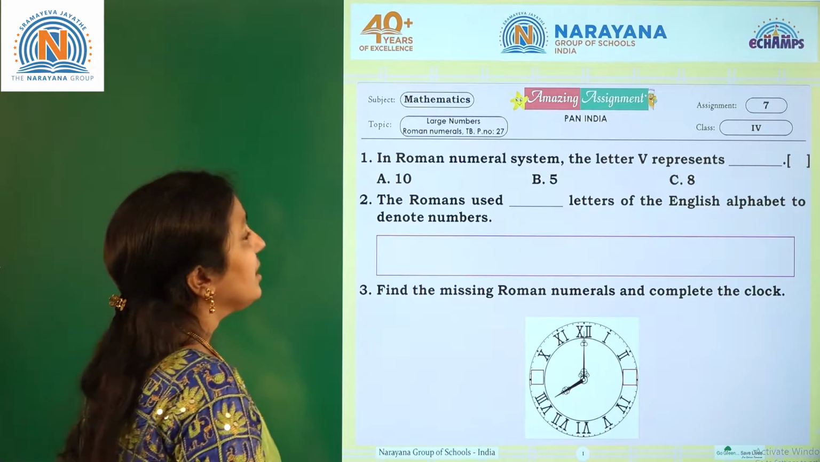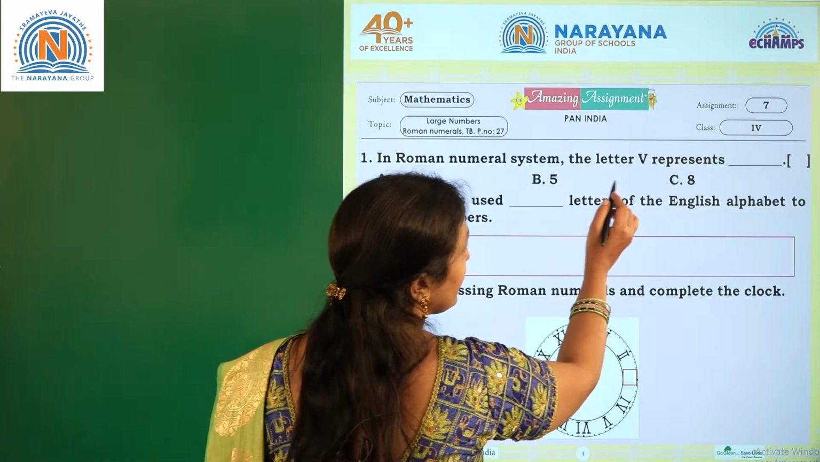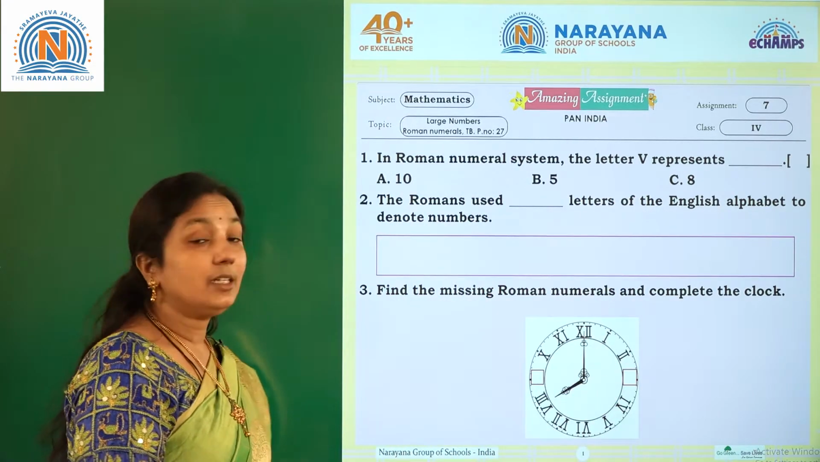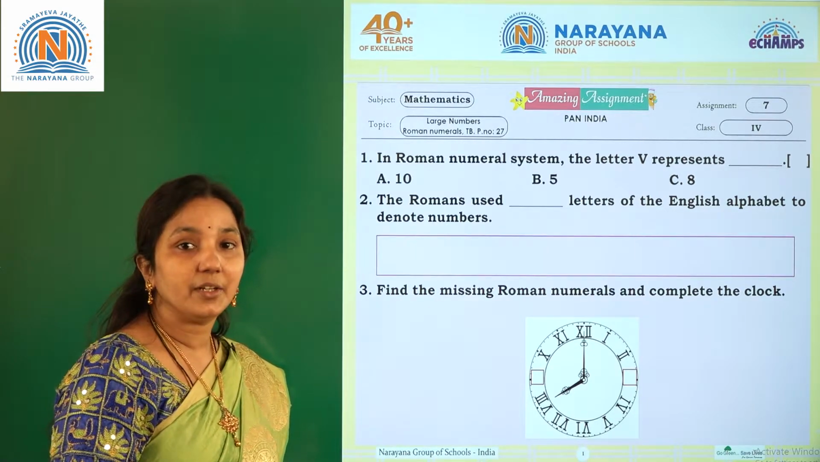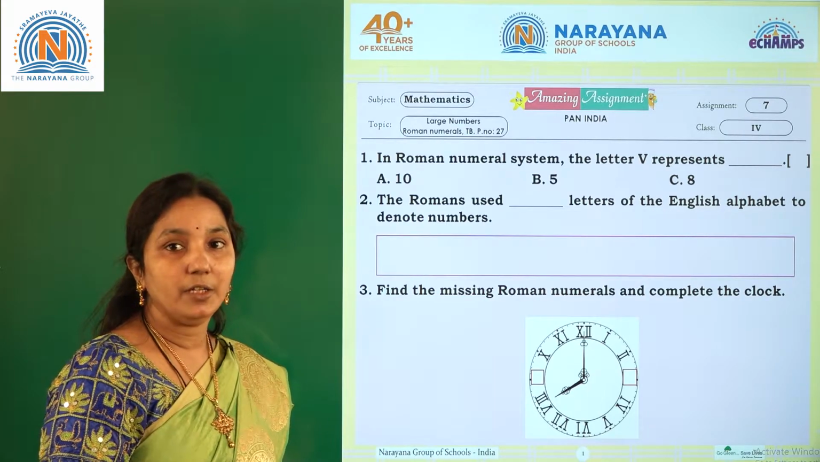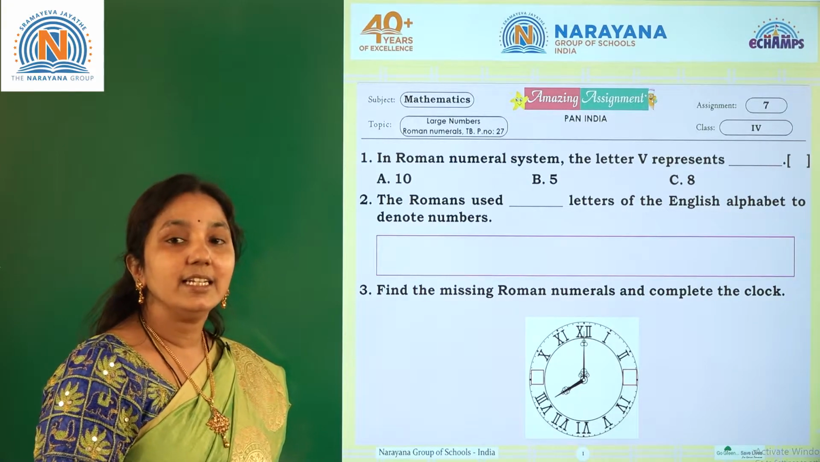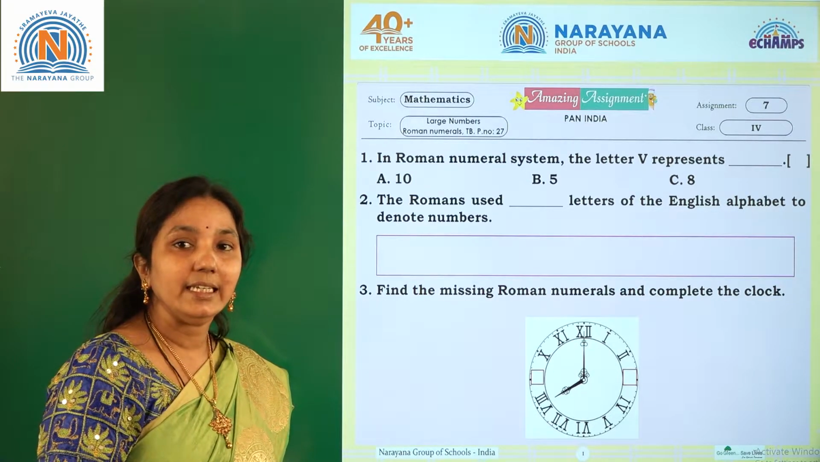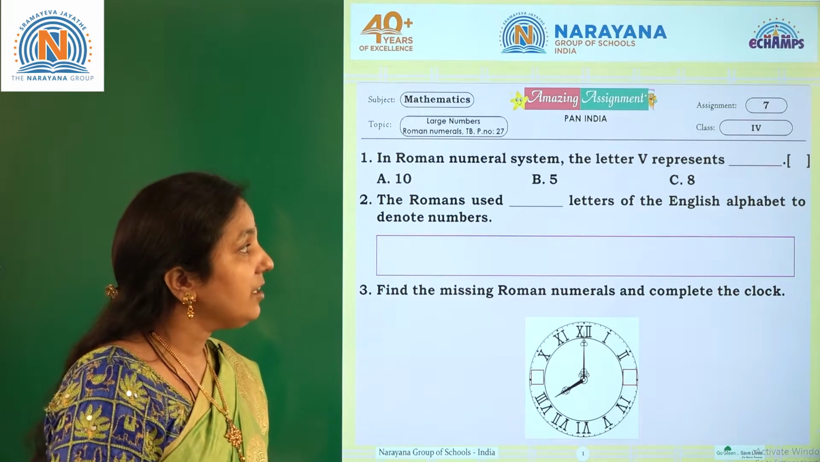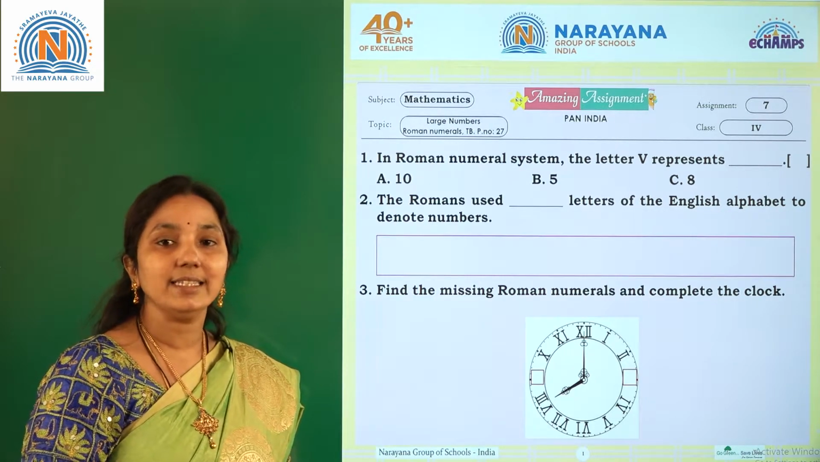Okay. So the question 1, in Roman numeral system the letter V represents. So already you learn what are the Roman numerals, which letters we are using. So we are using 7 basic letters. So they have the values. You know that one? The 7 basic letters are I, V, X, L, C, D and M. So from that the value of V. So the value of I is 1. The value of V is 5.